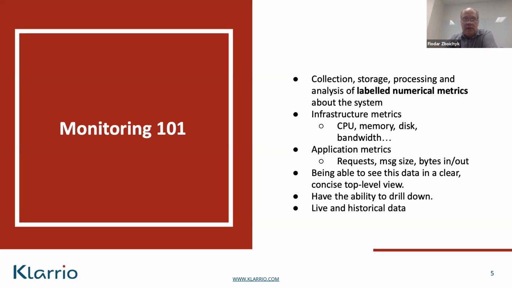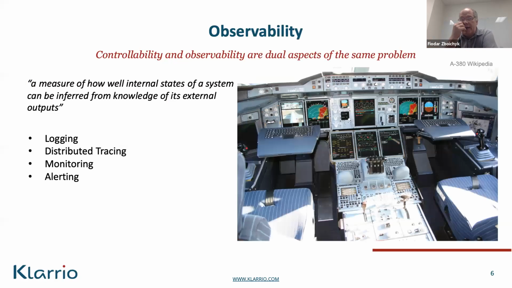Where it started, when it started. So that's what we call monitoring. It is part of what we call observability, which in control theory is the flip side of controllability. And it's defined as knowing the internal state of the system by looking at its outputs.